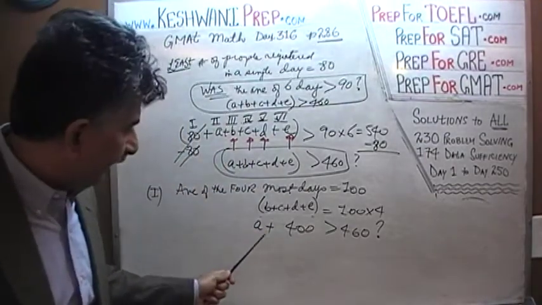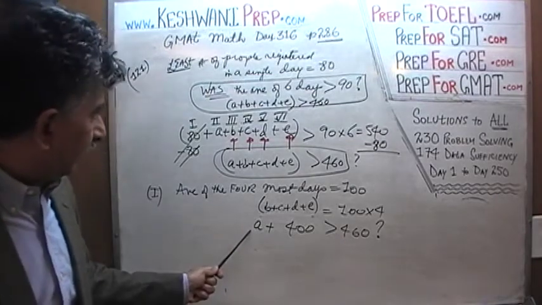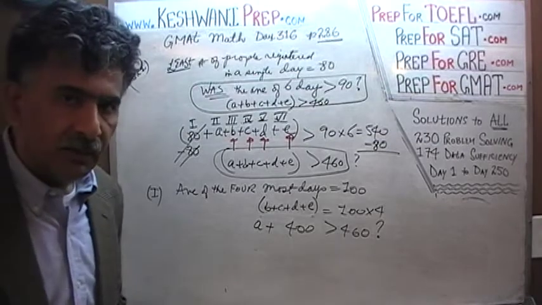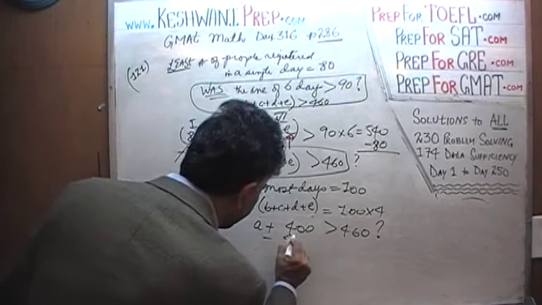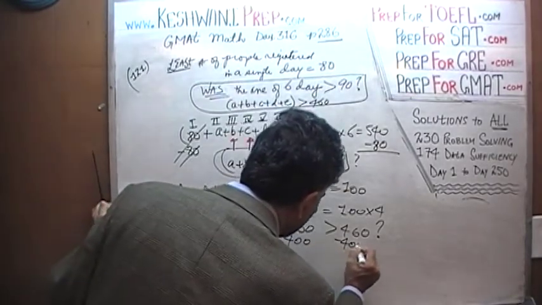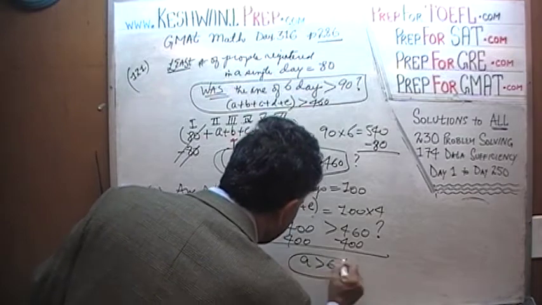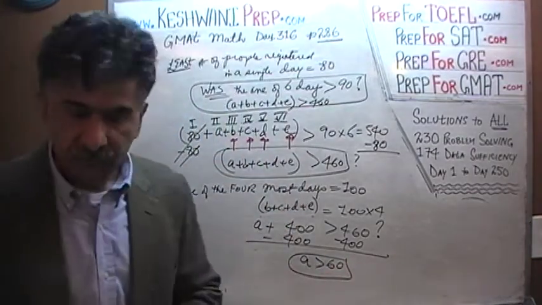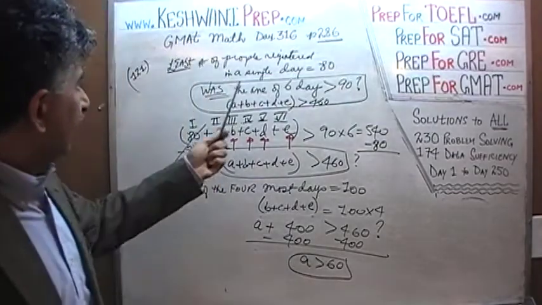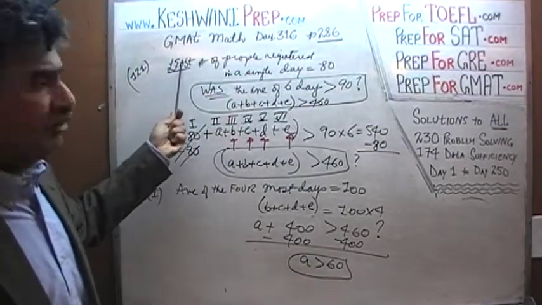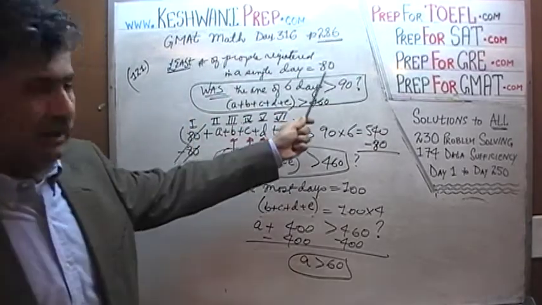Can we answer this question? Is A plus 400 more than 460? Which of course in turn is same as asking, if you were to subtract 400 from both sides, is A more than 60? To which you will say, bloody hell, of course it is. Of course it is. Because they tell us that the least popular day had 80 people showed up. On the least popular day, we had 80 people.